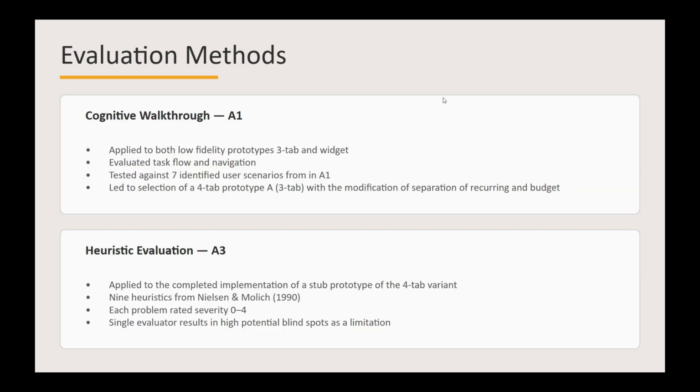So, how did we make the decision? Well, we mostly did it through cognitive walkthroughs. These were applied to both fidelity prototypes, and they involved 7 different user scenarios, which we walked through on each different prototype. For example, if I was looking to start a savings goal, in the 3-tab structure, I would click on the Savings tab, and then I would go down, and I would find Add New Goal. I would click on it, it would open a dialog, and I would fill in the details.